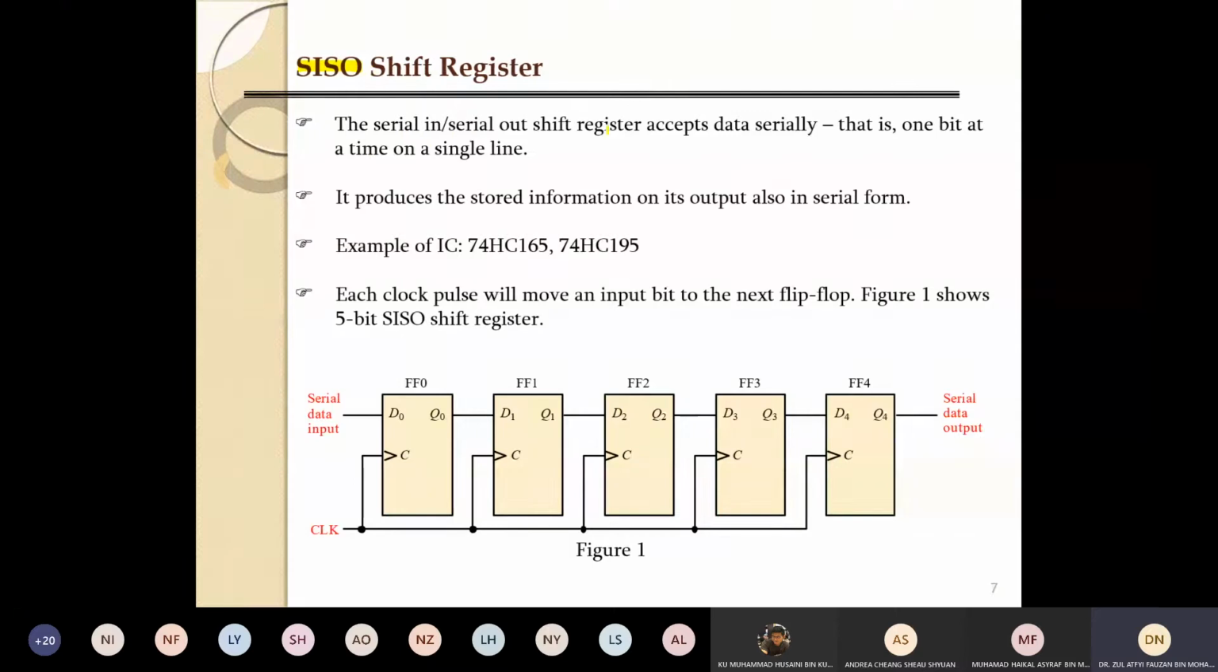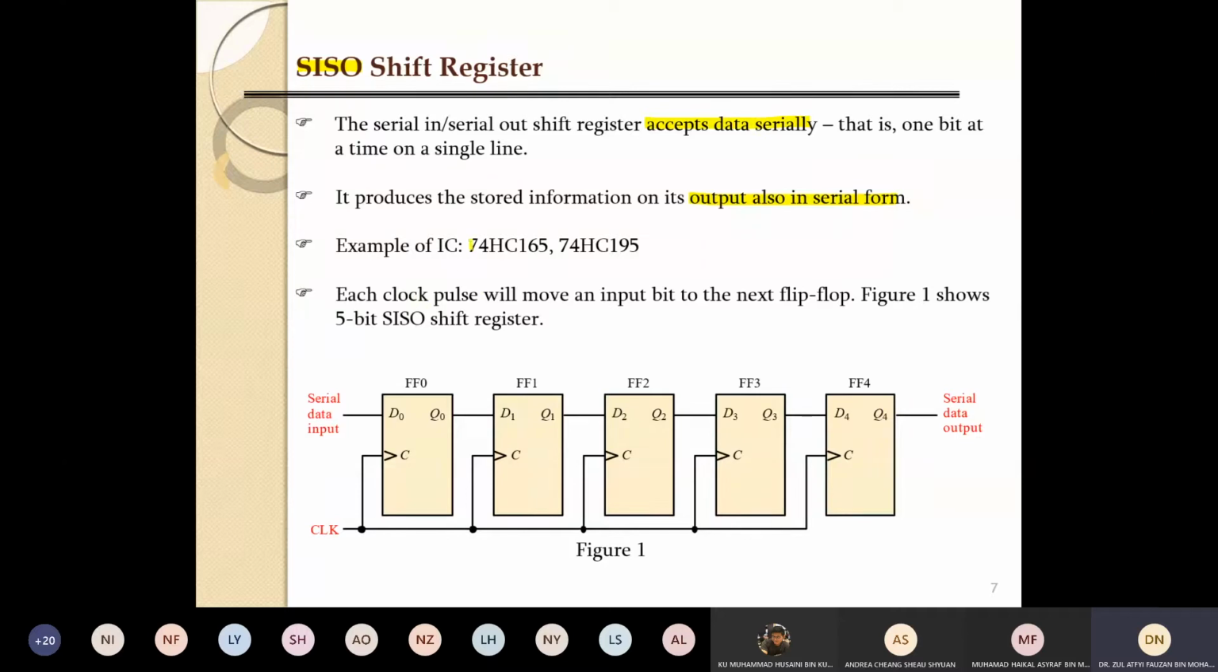The serial in, serial out shift register accepts data serially, that is 1 bit at a time on a single line. Serial means the data comes in 1 bit per clock. And then serial out means 1 bit also goes out per clock. It produces the stored information on its output also in serial form. So input serial, output serial. It accepts data serially. So this is SISO.